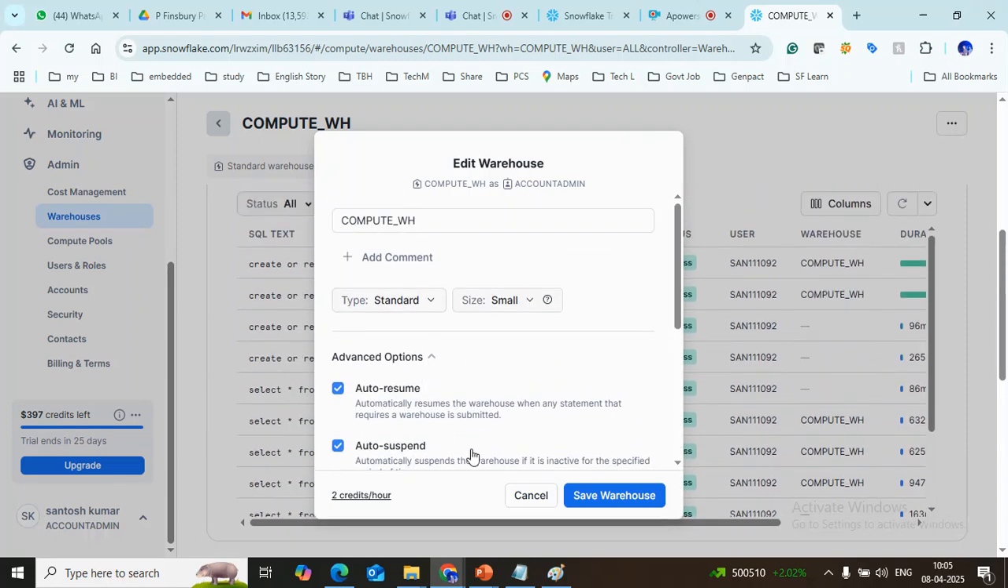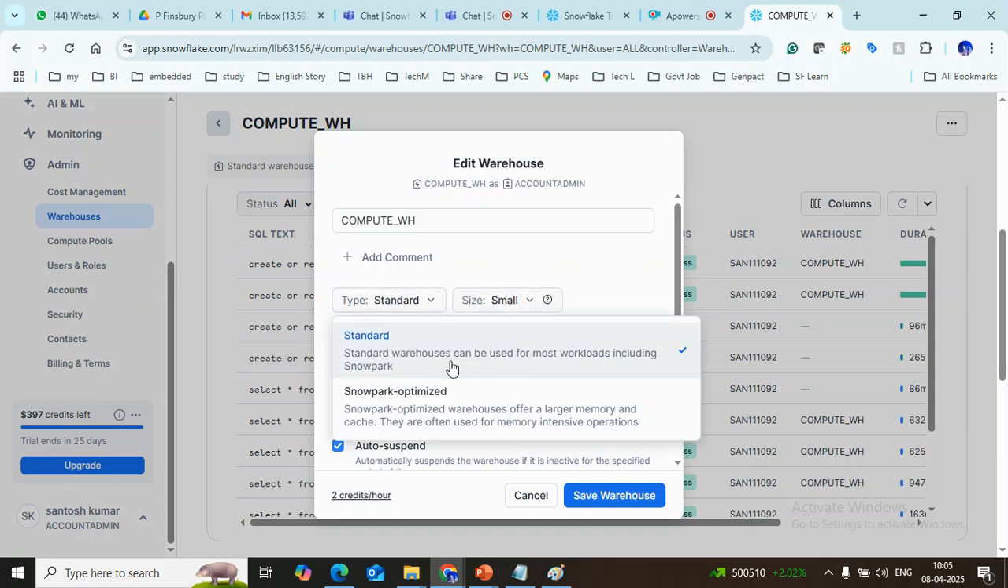Now I have mentioned there are two types of virtual warehouse: standard and Snowpark optimized. Standard warehouses can be used for most workloads, including Snowpark. It is going to manage all types of workloads. Snowpark optimized warehouses offer a large memory with cache. They are often used for memory intensive operations, such as machine learning model training. Please write this down.